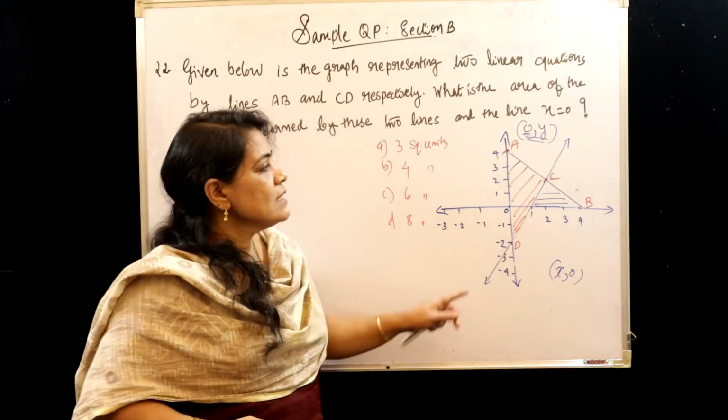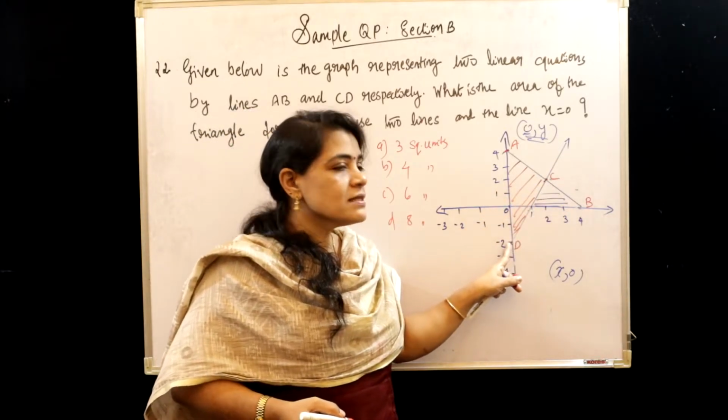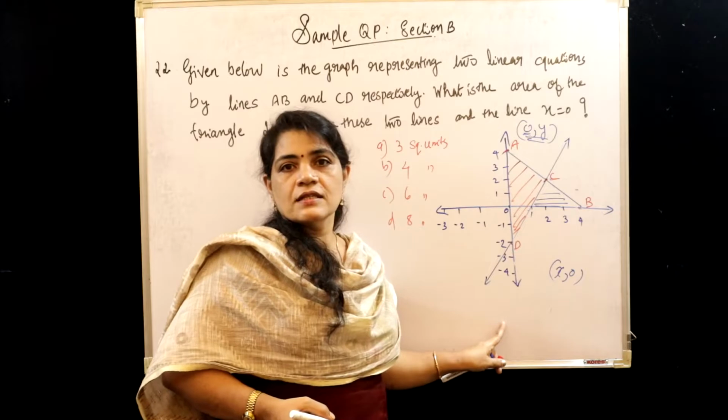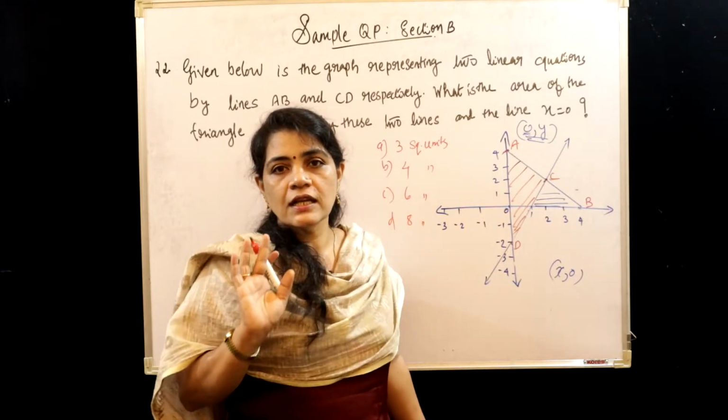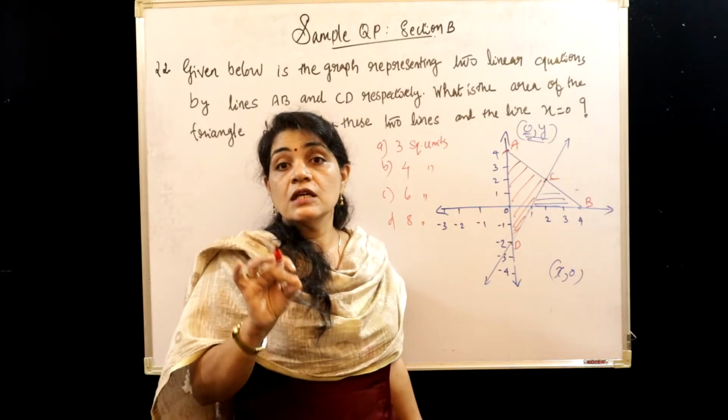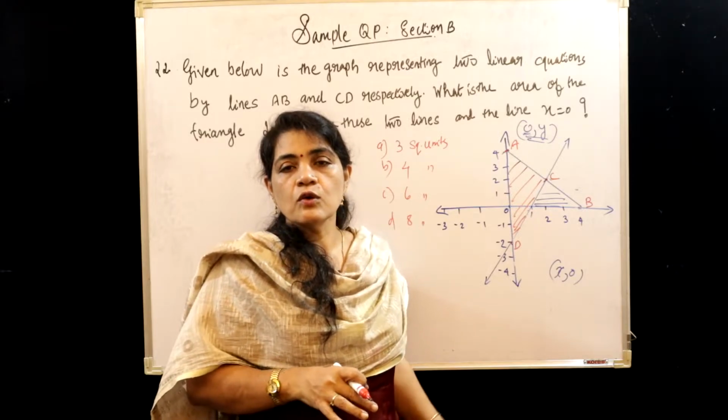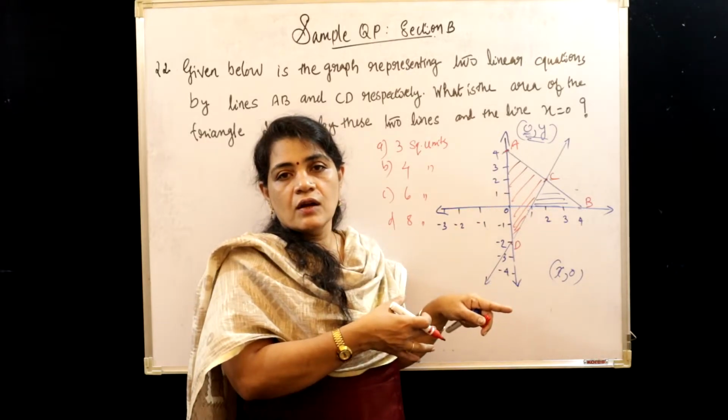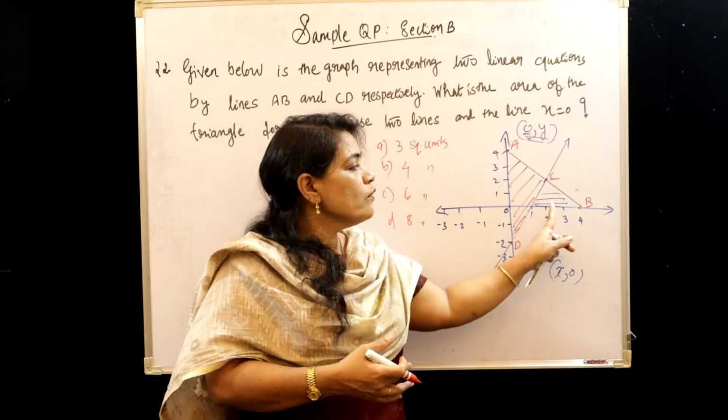Okay, so that means this is the triangle formed by this line with the y-axis, that is x equal to 0. That point is clear, children? X is equal to 0 is the equation of the y-axis. So you have to consider that triangle formed with the y-axis, not with the x-axis.